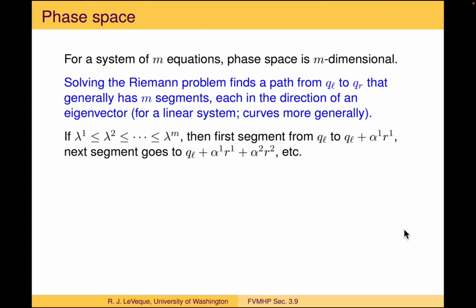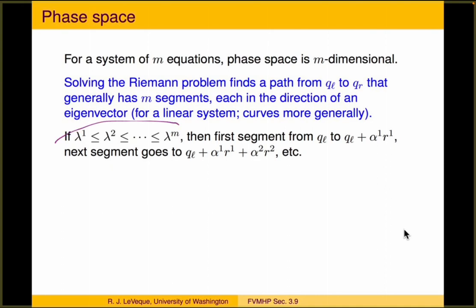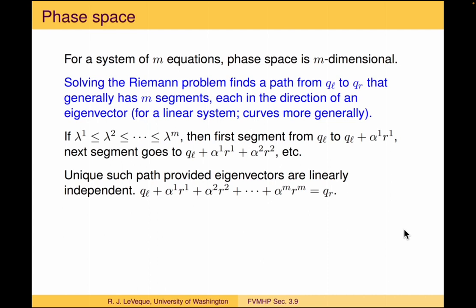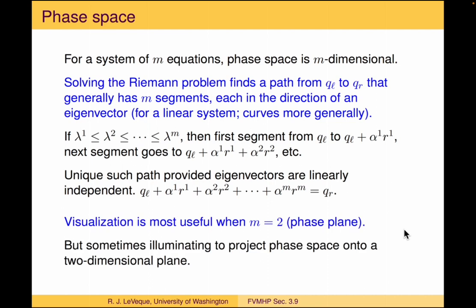And assuming that we've ordered the eigenvalues properly, then the first segment has to go from QL to QL plus some multiple of R1. The next segment has to go from there to QL plus alpha 1 R1 plus alpha 2 R2 for some alpha 2, moving in the direction of the second eigenvector, and so on. And assuming the set of eigenvectors is linearly independent, we can always find alphas so that we can complete this path and end up eventually at QR. And we can find that path by solving a linear system.